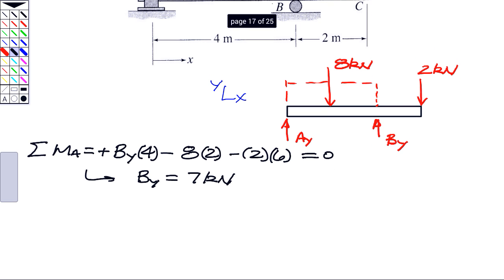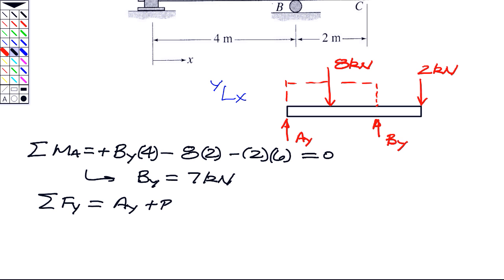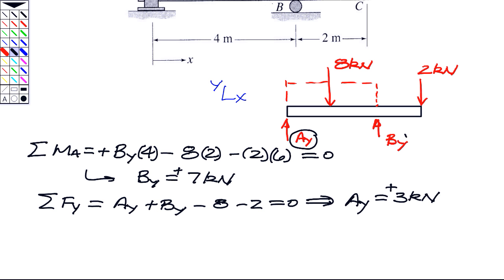In order to find Ay, we sum forces in y. We have Ay plus By, the two reactions, the resultant force of negative 8, and the concentrated force of minus 2 on the right side. For equilibrium, that is 0. From this, we see that the reaction force at A is 3 kilonewtons. Both of these have a plus sign in front, which means the direction that we chose for AY and BY in the beginning was correct.